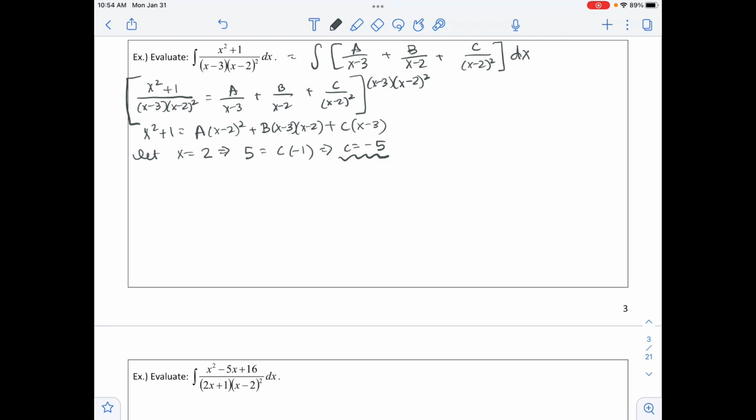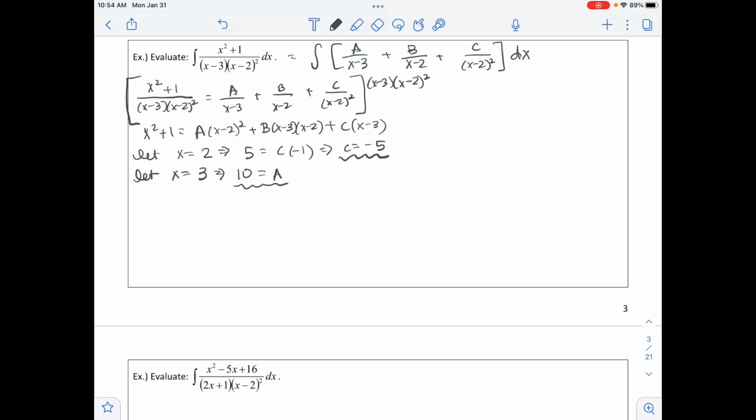Another value to select would be x is equal to 3. So I'm going to let x equal 3. And when I select x is equal to 3, I'm going to end up with 3 squared plus 1, which is 10, equals a times 3 minus 2, which is 1. 1 squared is just 1. And then b times 0 plus c times 0. So I now know that a is equal to 10. You can select anything you would like for x.